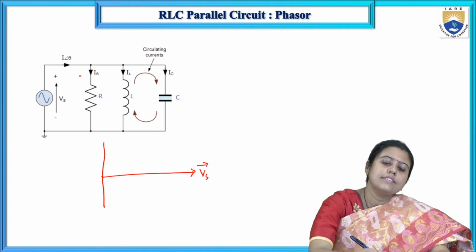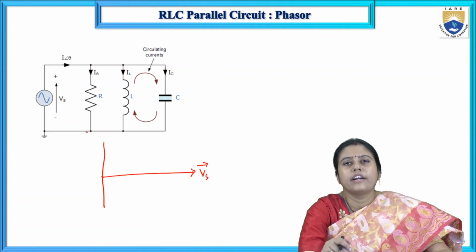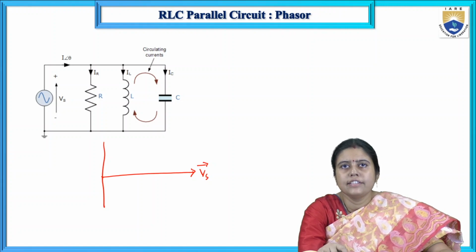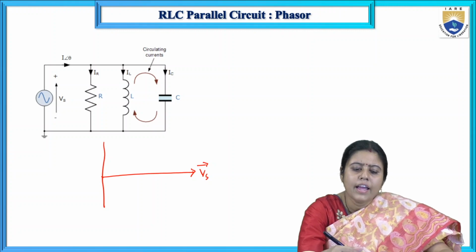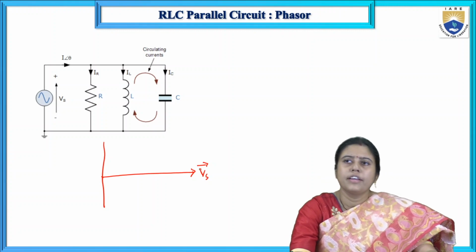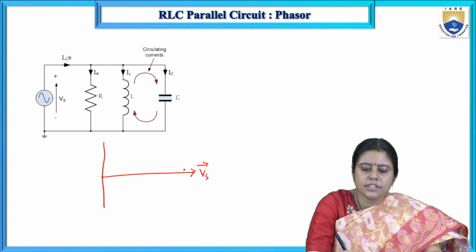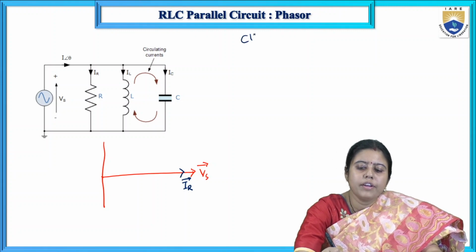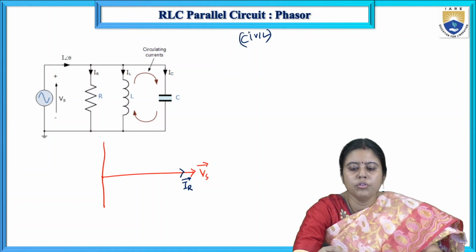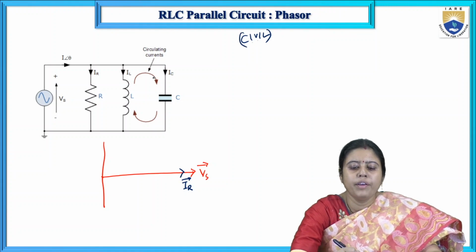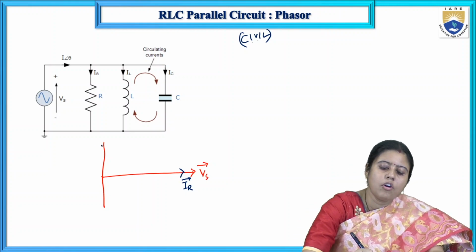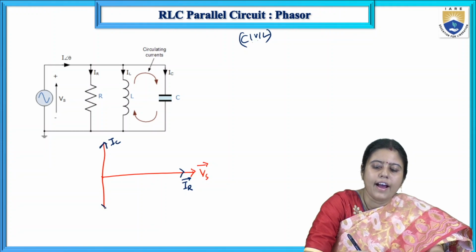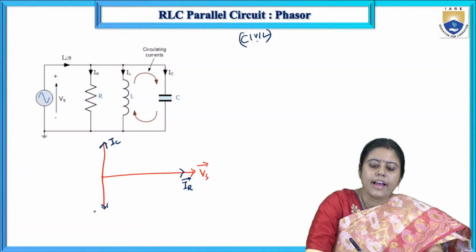Which voltage? Vs. Now what is the current? We know the current through the resistor is always in phase with the voltage. So along Vs we get the current IR, the current through the resistance. Now again we recall the CIVIL rule: in the capacitor, I leads V. So the current IC will always lead, and IL will always lag the voltage.